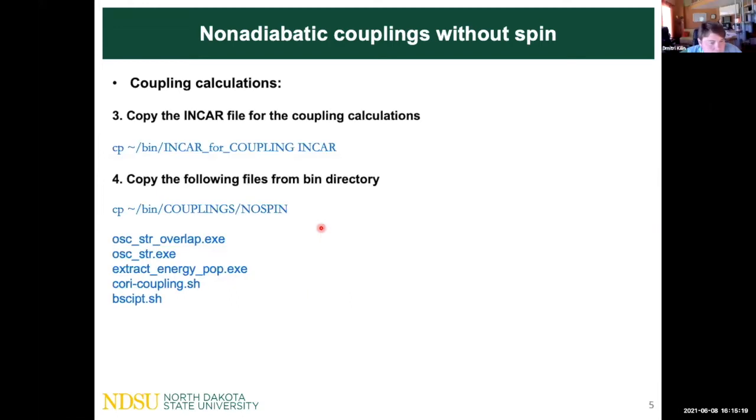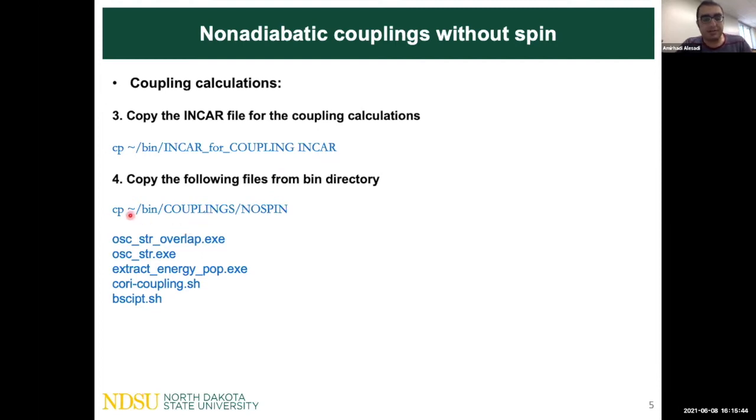So now we need to copy some files available for the coupling calculation. First one is the INCAR for coupling that is available in the bin directory. In the VASP package, we should copy that as an INCAR file to start the calculation.